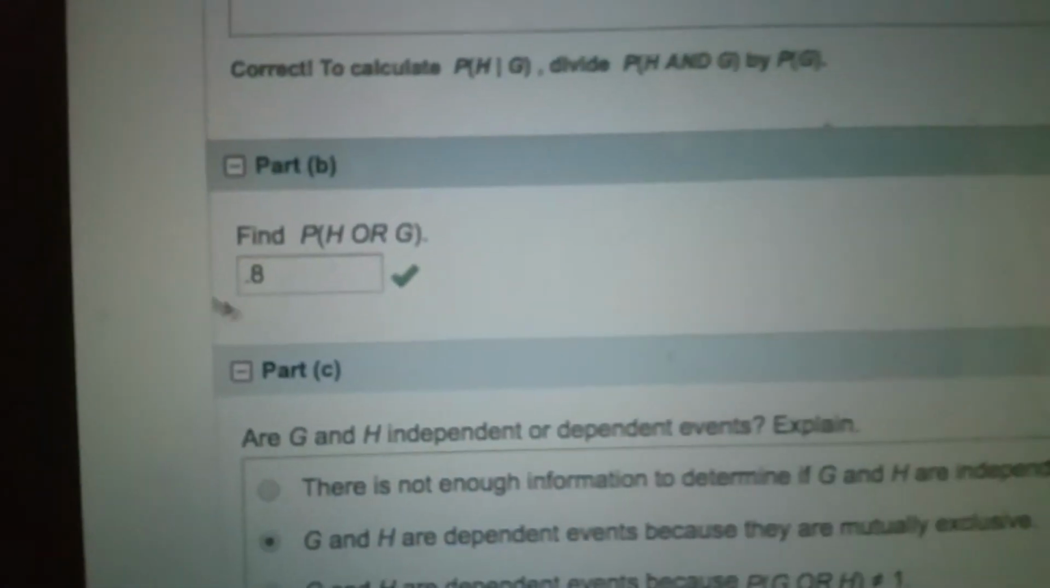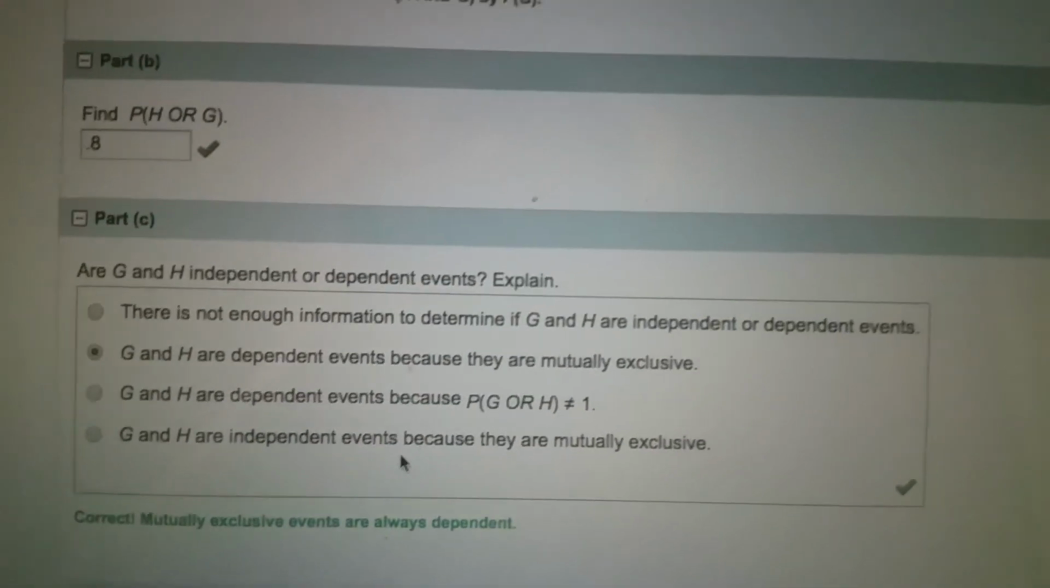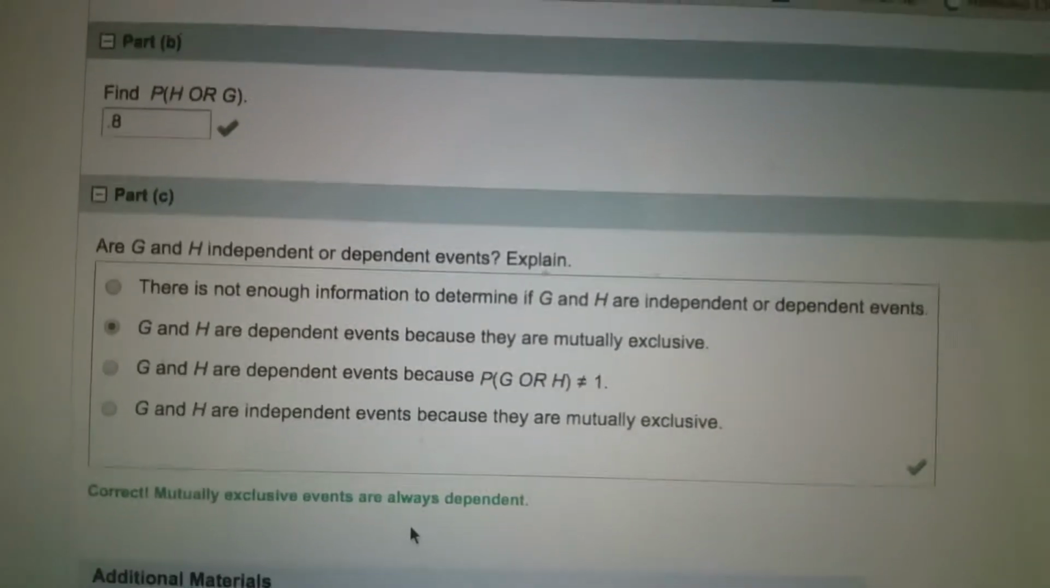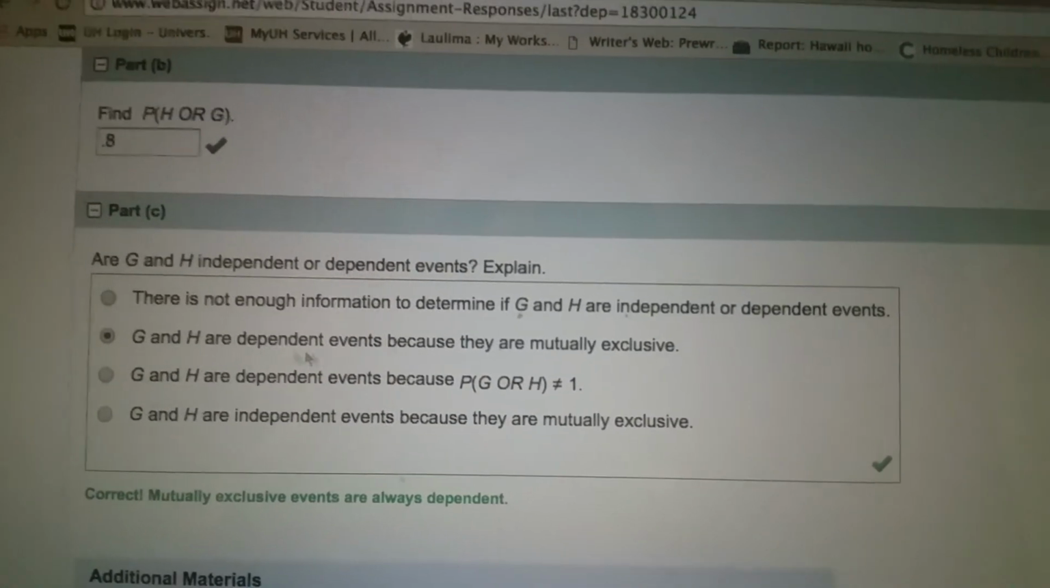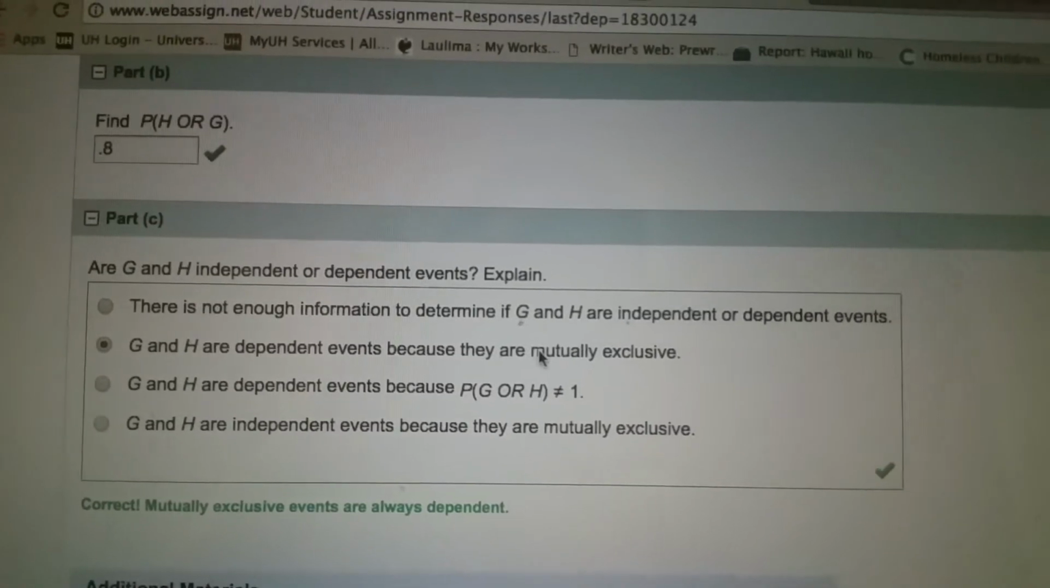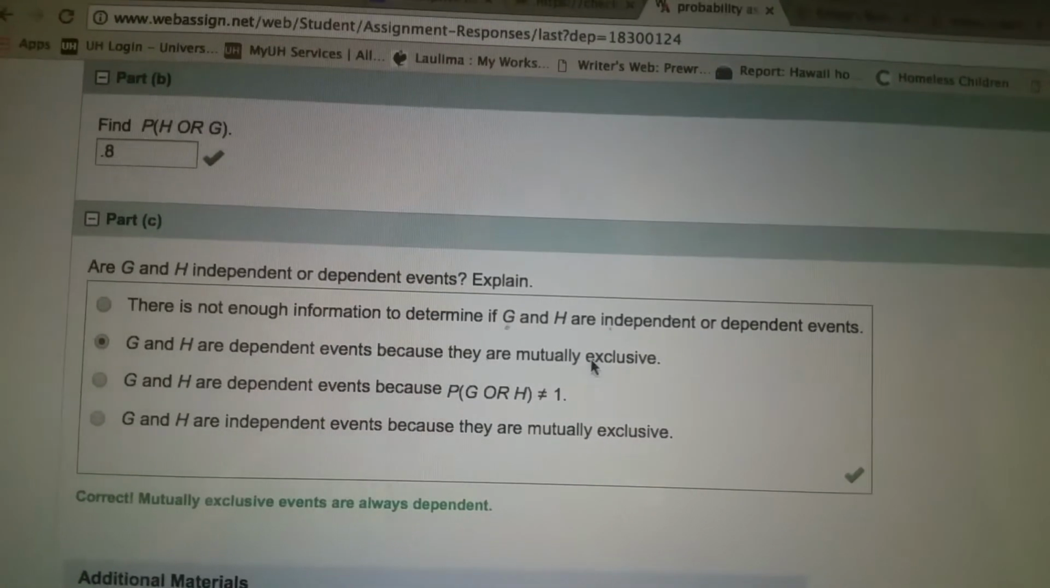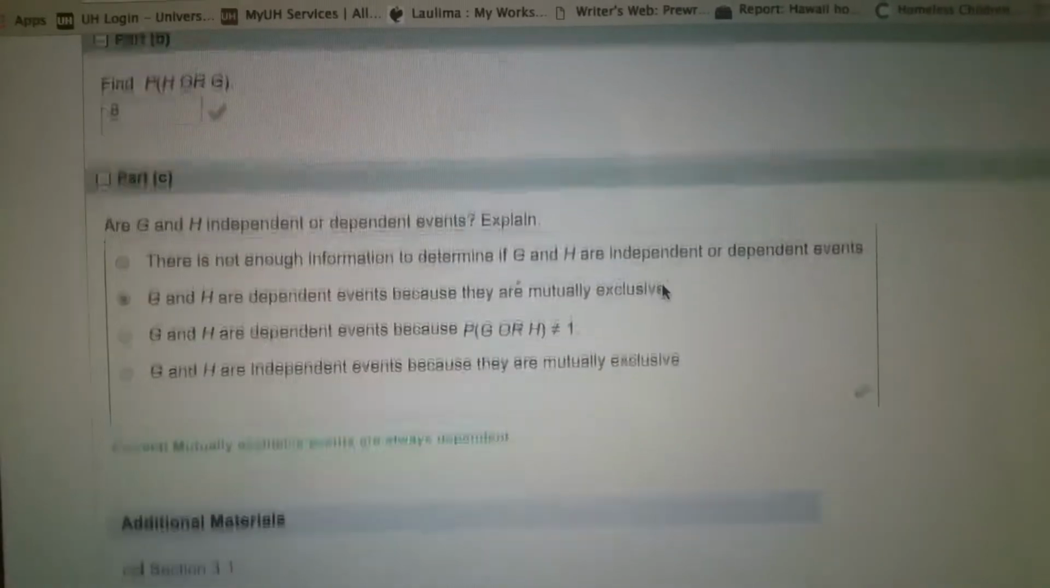Okay, so you can see that I got that there. Are G and H independent or dependent events? Explain. It says G and H are dependent events because they are mutually exclusive. Whenever they're mutually exclusive, they're dependent on each other.